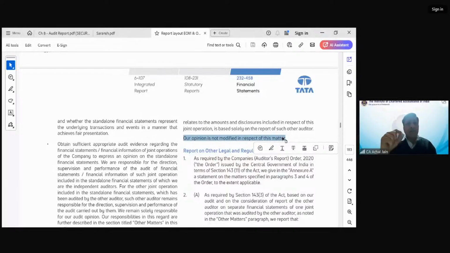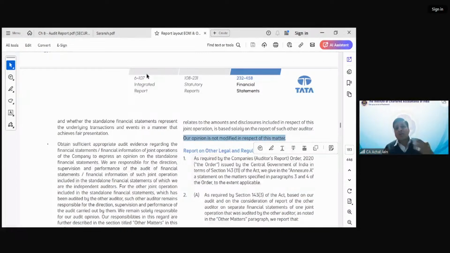Now, in respect of the other matter paragraph, do you think any reference is possible by the company in the financial statements? Do you think that is possible? The answer is no. Why? Because this is more of an audit matter. There's nothing around accounting here.